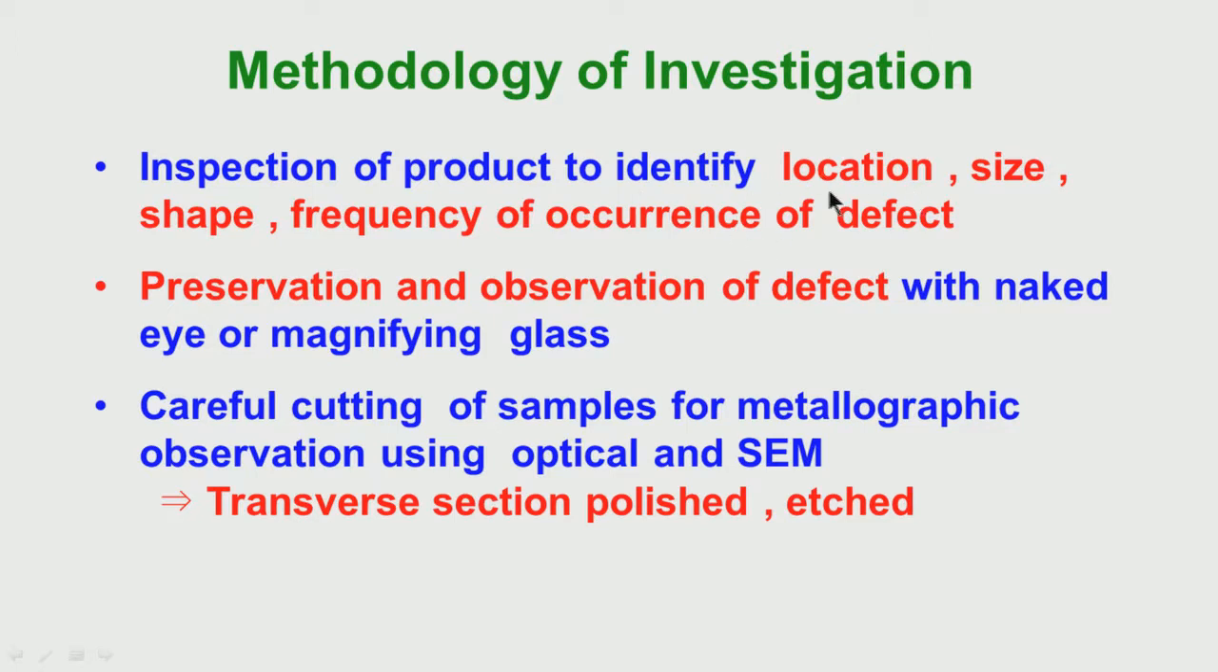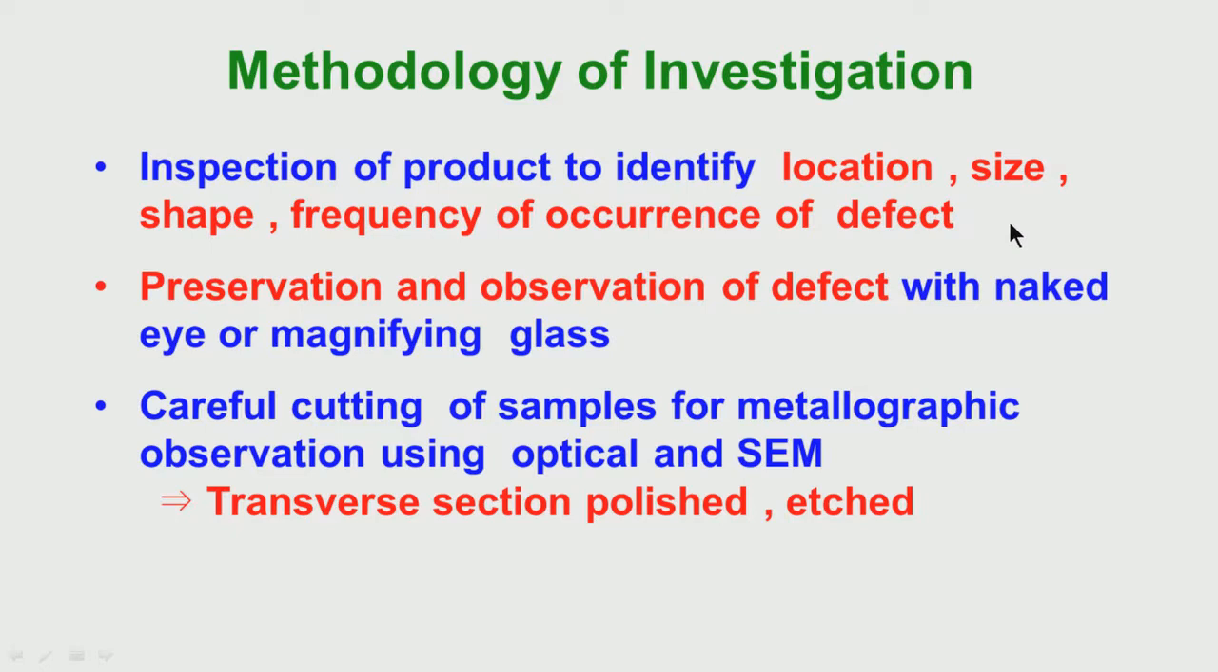So what are we going to identify? First the location, that means with respect to the product, where does the defect lie, whether it is random, whether it is at a particular location near the edge, at the center of the product. This is very important. So location, size, shape is also important. Frequency of occurrence of defect, this is very important.